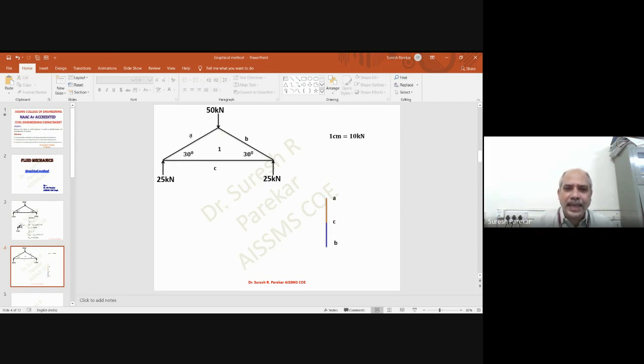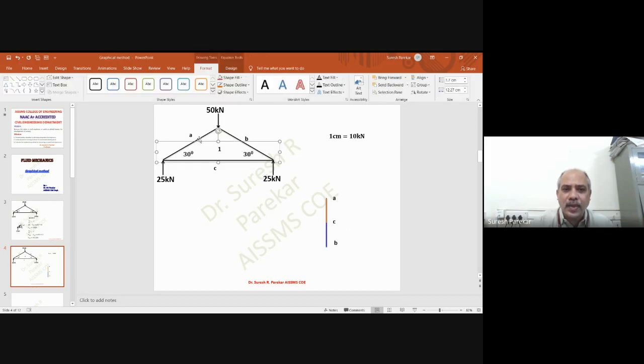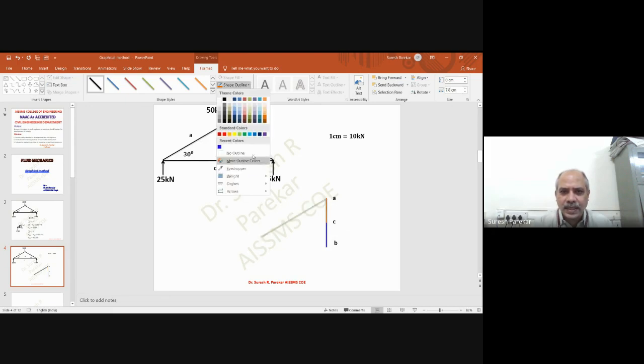Now I will have A1, and we have A1 parallel to this force. So I will draw this line parallel to this. I will plot from A. So now I know the A point. So I will take this to the A point, and then I will plot from the A point this as A1. Now we will take this length larger, and then I will make it dotted.